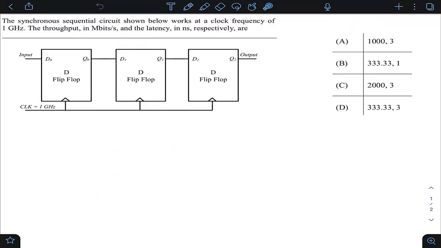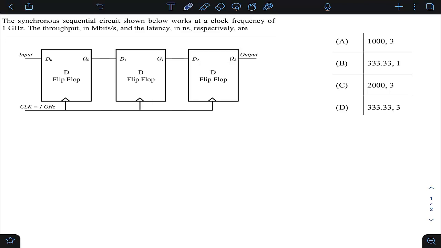This question is asked in GATE 23 of electronics. This is from digital subjects and from sequential circuit topic. The question is, the synchronous sequential circuit shown below works at a clock frequency of 1 GHz. The throughput in megabits per second and the latency in nanoseconds respectively are.